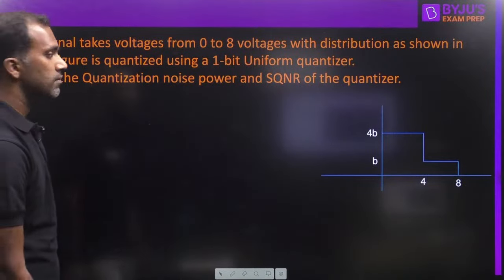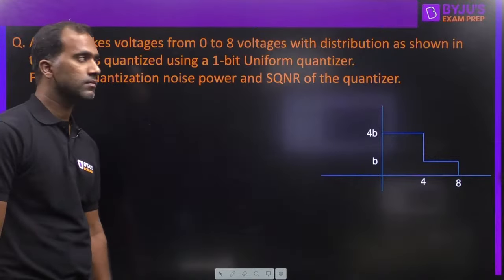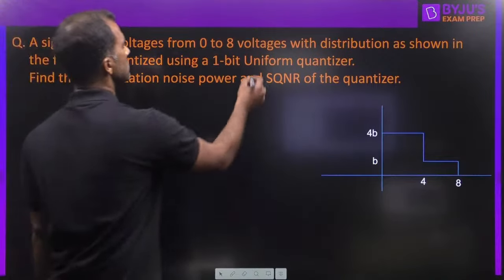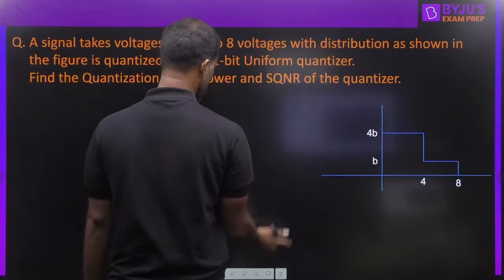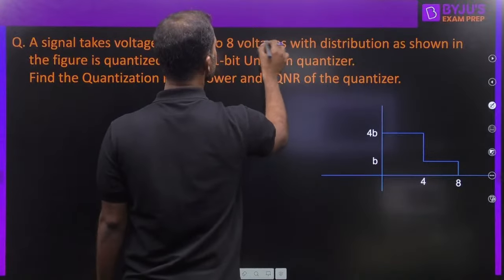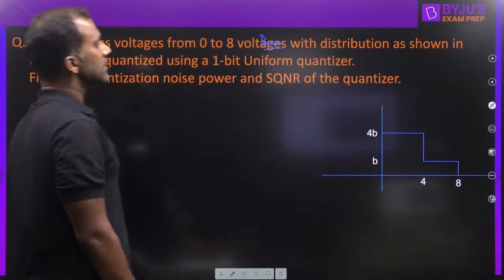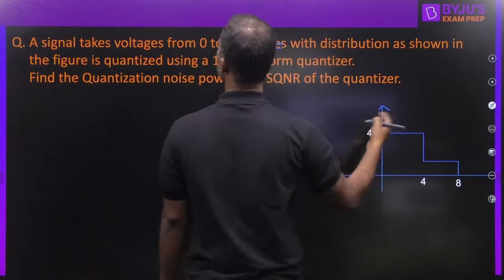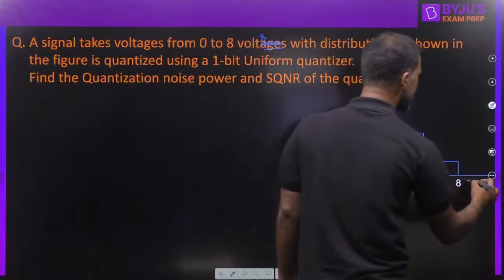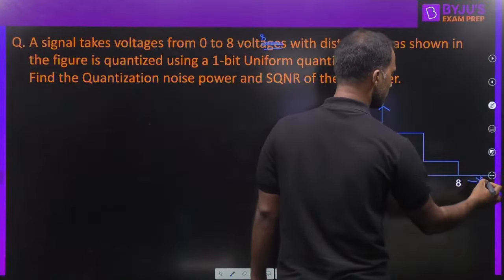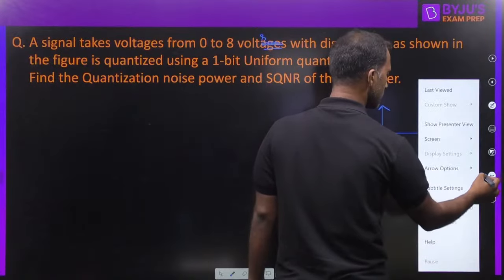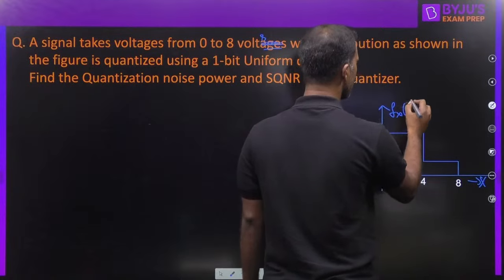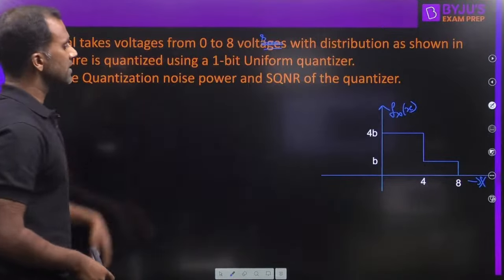Right, next one. A signal takes voltages from 0 to 8 volts, with distribution as shown in the figure. This is the probability distribution function of the signal. Let's say if it is x, this is fx of x. This is the PDF of the signal, which takes voltages from 0 to 8.